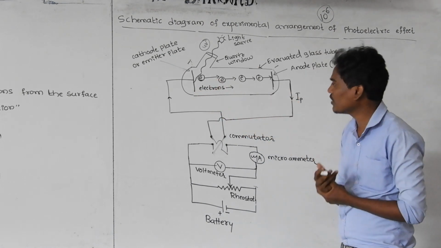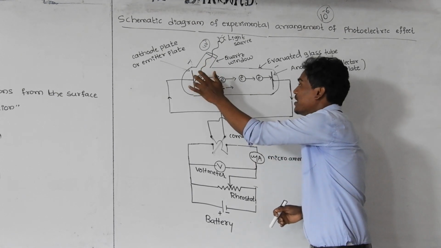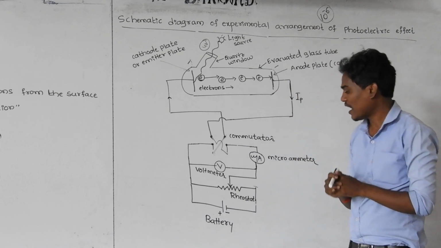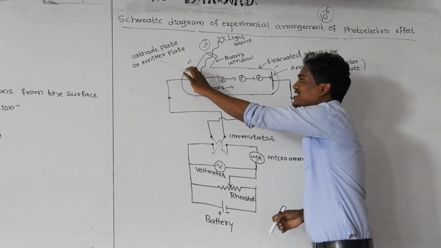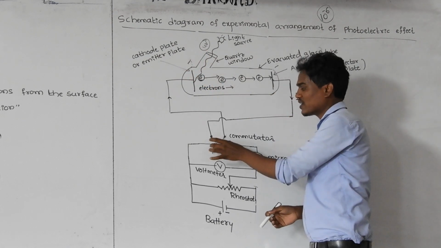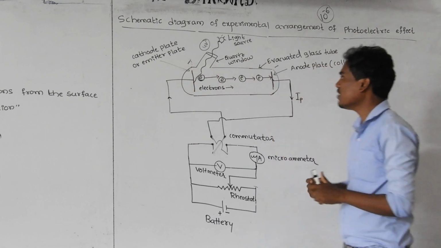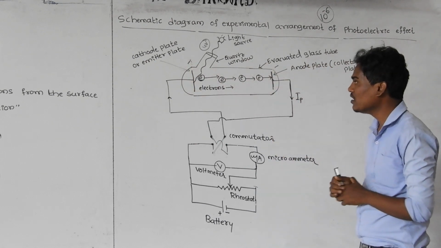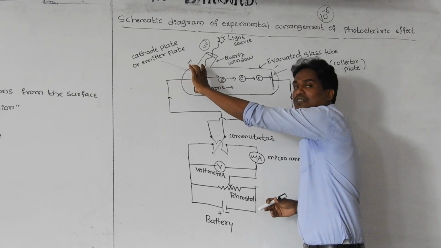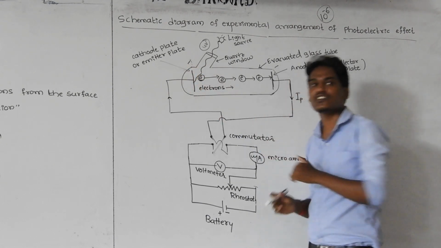How to do that? In order to move the emitted electrons from the emitter plate to the anode plate, I made it here. The potential of this plate is positive. How to make that? You can just change the switch here and make this potential positive and this potential negative. The potential of this plate is positive and the emitted electron's charge is negative.